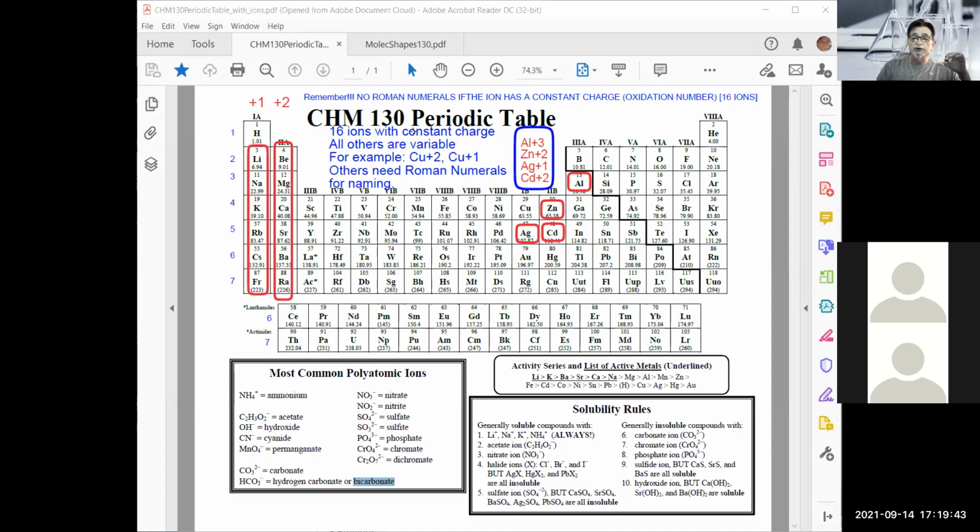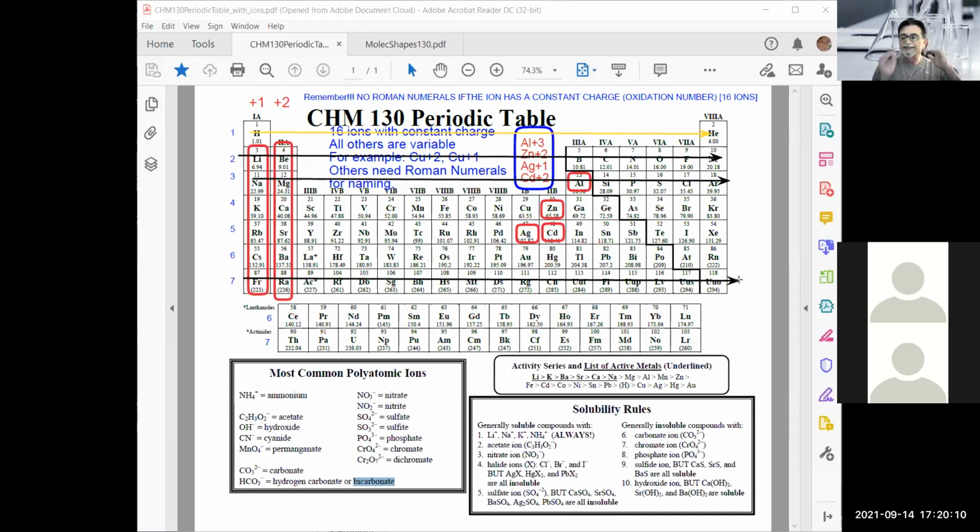If I start at hydrogen, go all the way across to helium, that's level 1. Okay, if I start at lithium, go all the way across to neon, that's level 2. Sodium all the way across, argon, level 3, all the way down to level 7. Okay. All right. So there are 7 energy levels which are denoted here on the periodic table.